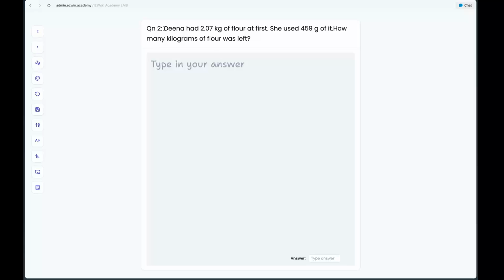Question number 2. Dina had 2.707 kilograms of flour at first. She used 459 grams of it. How many kilograms of flour was left?